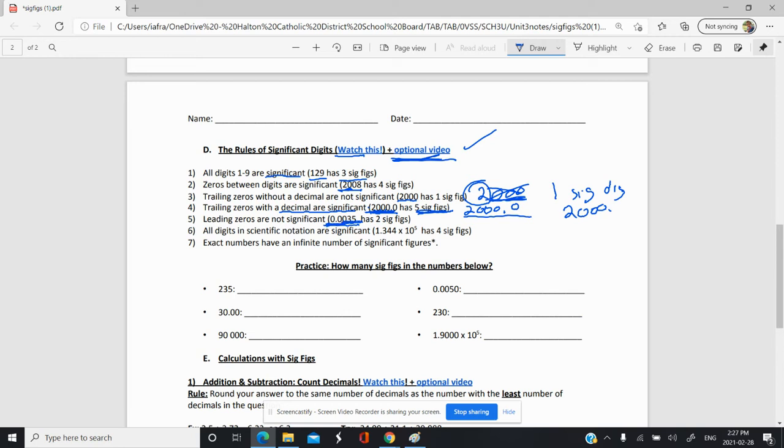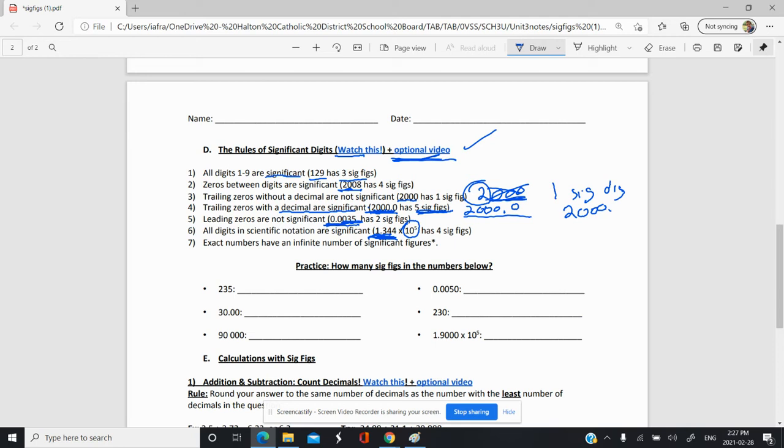And if you use scientific notation, all numbers are considered significant in scientific notation. So over here we have 1.344. That means there are 4 significant digits. Don't count the 10 and the exponent. Just count the decimal before that term.